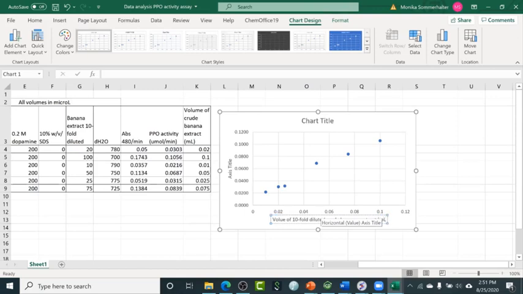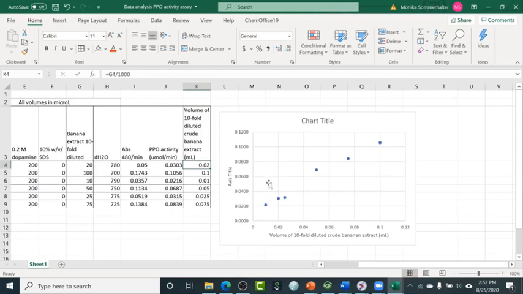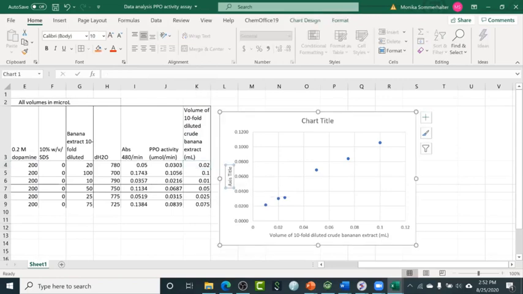In units of milliliter. I need to correct this here, volume of... on the y-axis, I have the PPO activity in micromole per minute for international units. And I actually don't want to see all these zeros.